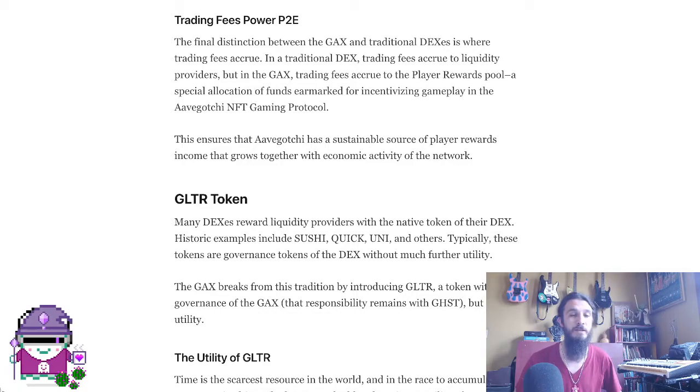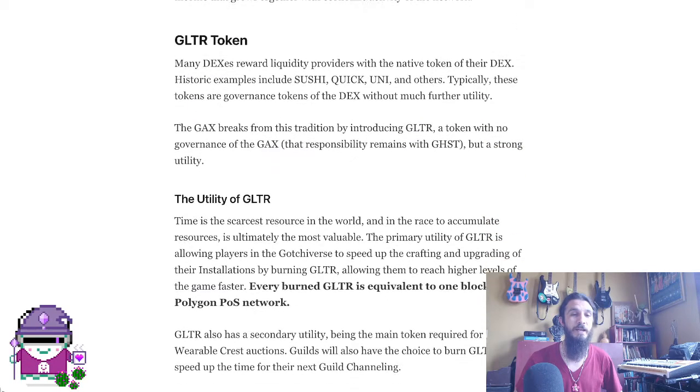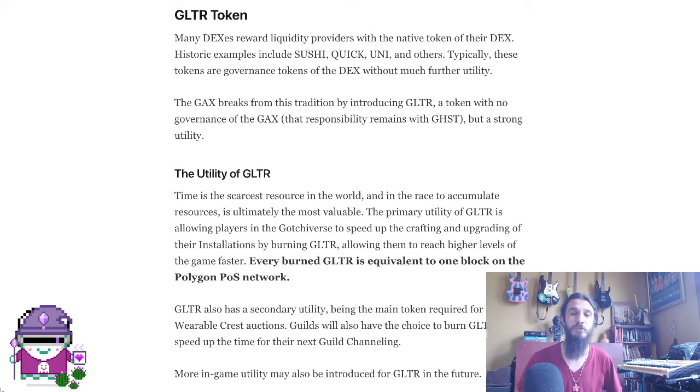And it is exciting because we also have a huge difference with our native token, Glitter. Glitter is not going to be a governance token over the DEX. We already have GHST. We already have a DAO. We already have our Snapshot and the ways that we have of handling things. I'm sure those things are evolving and changing over time, but Glitter won't be part of that. Glitter is instead going to be used to speed up time, if you want to think about it like that.